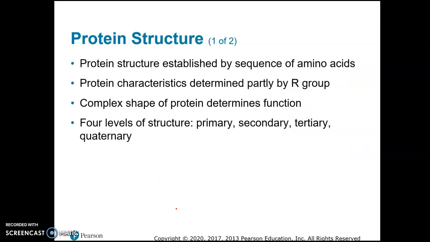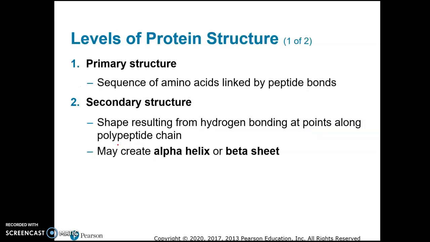You do need to know the 4 levels of protein structure. You'll need to be able to name them. They are primary, this is very easy, primary structure, secondary, tertiary, and quaternary. The primary structure of a protein is literally just the sequence of amino acids. So the chain of amino acids is the primary structure.